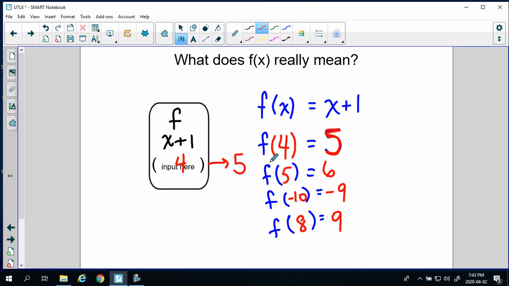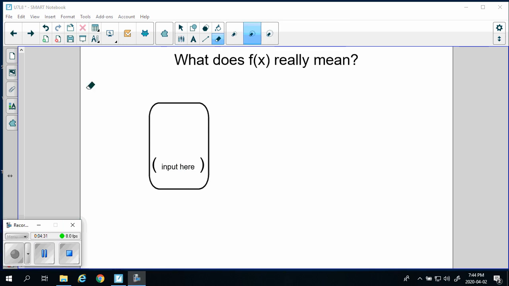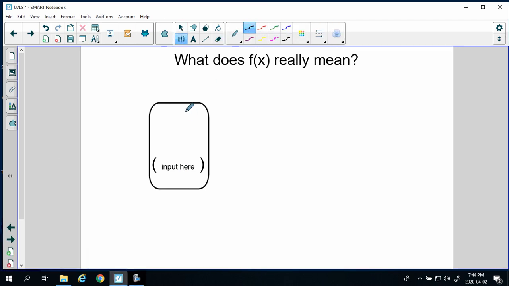So this notation that we see, f with the brackets, doesn't mean f times 5 is 6. It means the function's name is f, and the piece that we're putting inside the input or the coin slot is 5. So f of 5 is 6. That's what this function notation actually means. But the function's name doesn't necessarily have to be f.